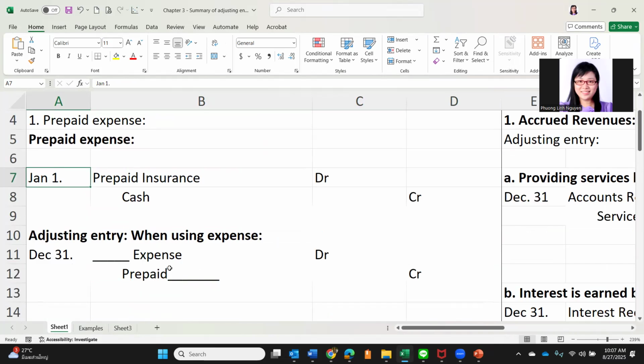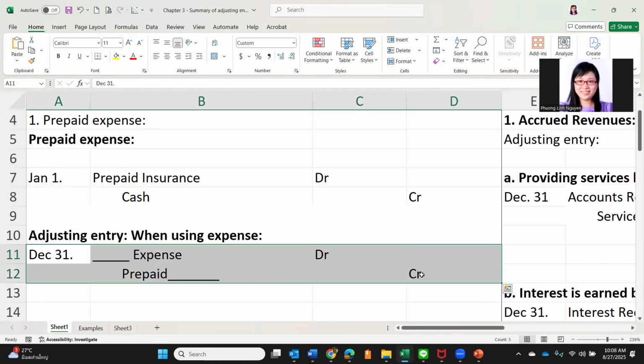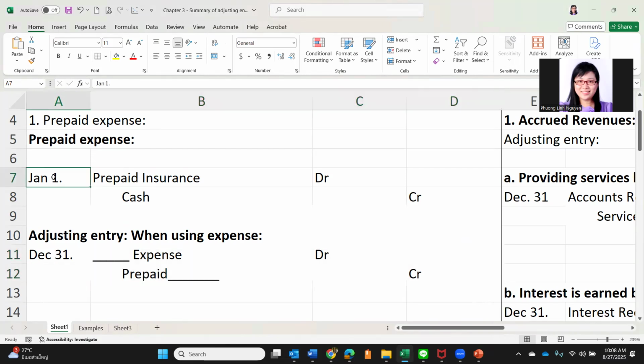What will be our adjusting entry? Our adjusting entry is that we're going to debit the expense and credit prepaid something. So if it's insurance, then we will debit insurance expense and credit prepaid insurance. This is when we use the expense. On January 1, we haven't used them yet, but on December 31, we already used the expense for 1 year.